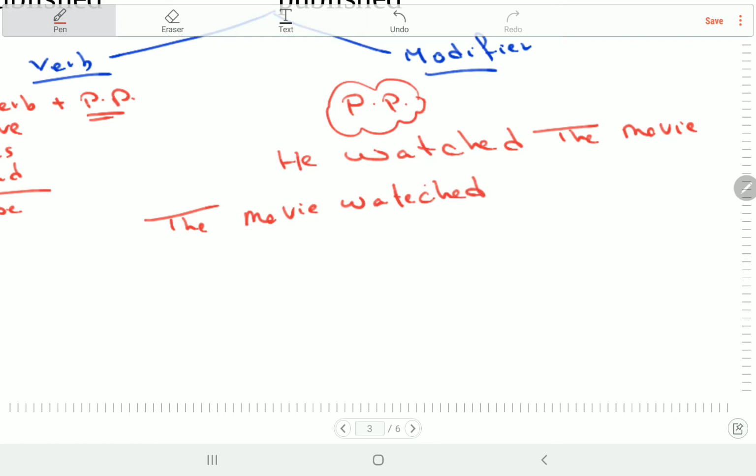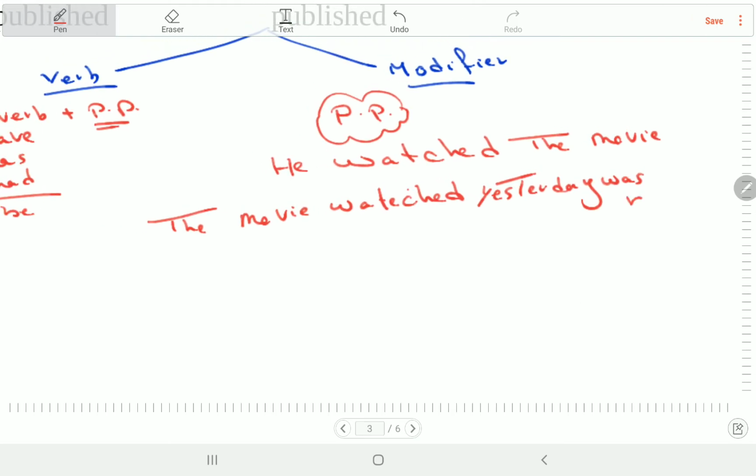The movie watched yesterday was boring. Watched here and watched here, is it the same? No. The first one is a verb. The subject does the action: the boy watched the movie.